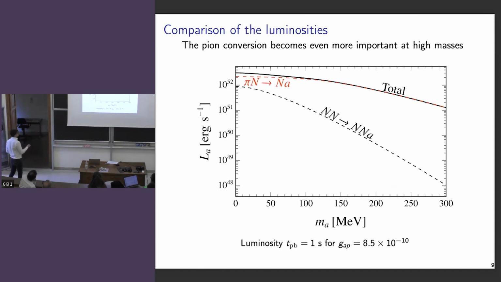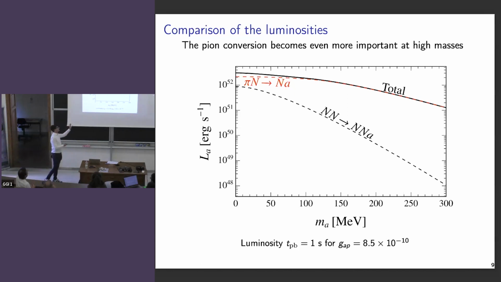Here you can see the axion luminosity as a function of mass for a fixed value of the axion-proton coupling, since here we are assuming that axions interact only with the protons, and that there is no interaction with the neutrons. As you can see in this plot, in the low mass limit the pion conversion gives a luminosity which is a factor of 2 larger than the nuclear Bremsstrahlung, while for even larger values of the mass, the pion conversion becomes more and more dominant, since the Boltzmann suppression is more efficient in the nuclear Bremsstrahlung than in the pion conversion.